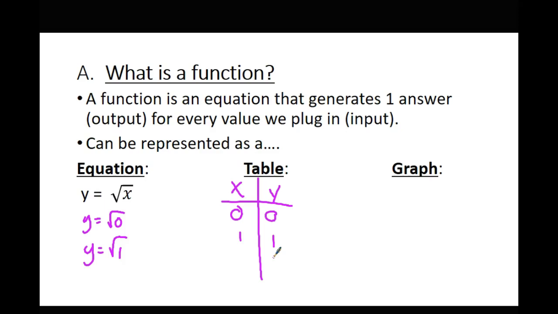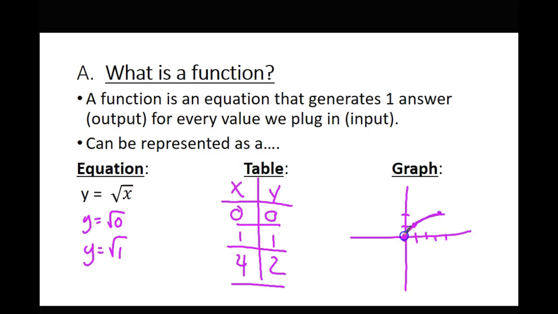So I'm going to skip 2, and I'm going to skip 3, and I'm going to plug in 4, because 4 has a nice answer. What would I get if I plug in 4 here? 2. Okay? Well, all of these are points, right? This is the point 0, 0. This is the point 1, 1, and this is the point 4, 2. But on a graph. So let's go ahead and do that. We have 0, 0, right? We have 1, 1. And then we have 4, 2. So far it looks like that. And it will just continue looking like that.